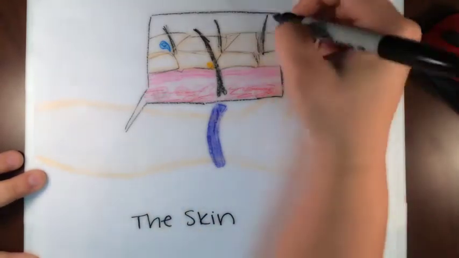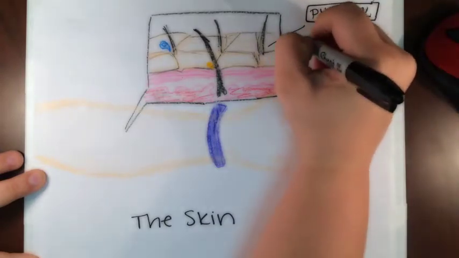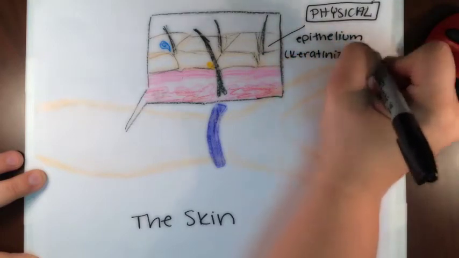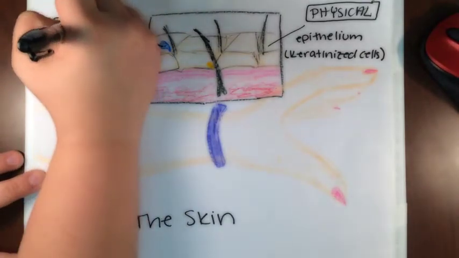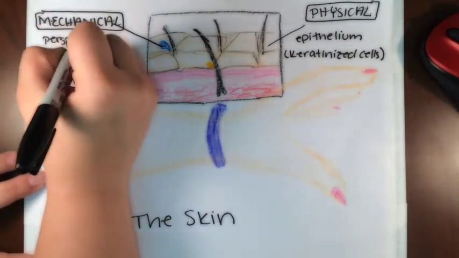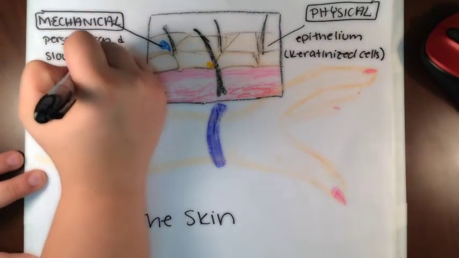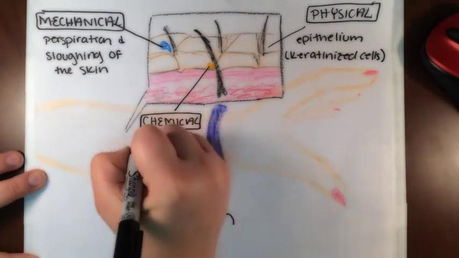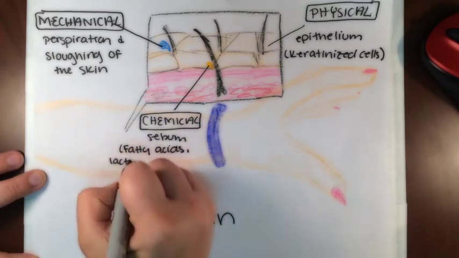The skin is the body's first defense against infection. It forms tough barriers of epithelium that are protected by layers of keratinized cells. This physical barrier creates a blockade and inhibits pathogens from easily entering the body. The skin's mechanical barriers include perspiration and sloughing of the skin. Sebum is considered a chemical barrier. Sebum is a mixture of fatty acids, lactic acid, and lysozymes.